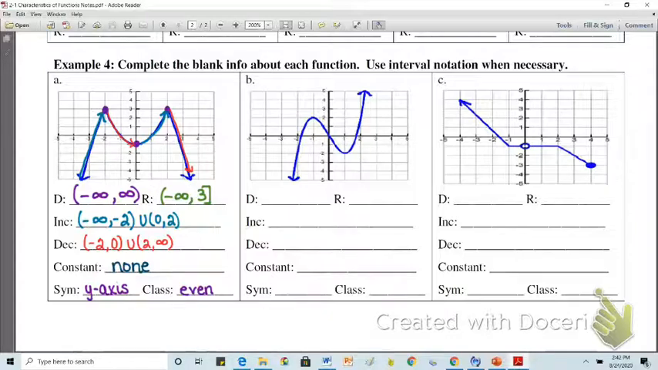B, we have this function. Notice both for the domain and range, they go on forever in opposite directions. There's no holes, there's no starting points, there's no ending points. So the domain and range of this function, which resembles a cubic function, would be negative infinity to infinity.